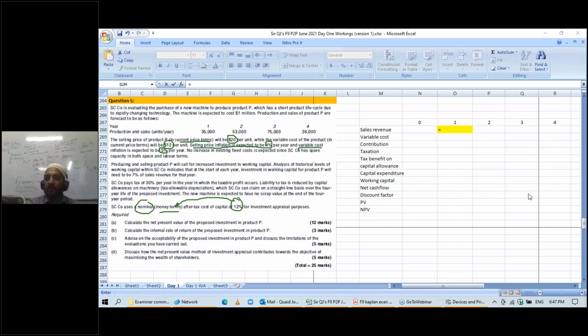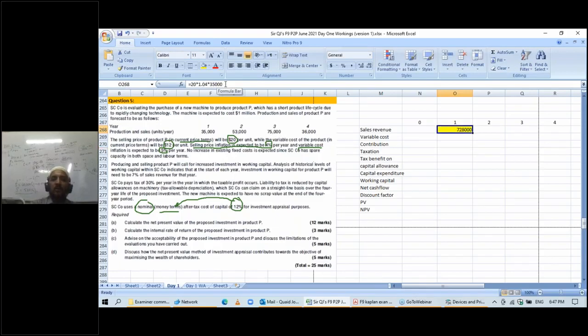So see, the price they have given is 20, meaning on the decision making date. What I'll do, I'll multiply this by 1.04 as the selling prices are increasing by 4%. So this gives me the selling price at the end of year 1, and then I'll multiply this by the quantity, which is 35,000. Okay, so 20, you can see it over here also on the formula bar. Just check on the formula bar in black, 20 into 1.04 into 35,000.